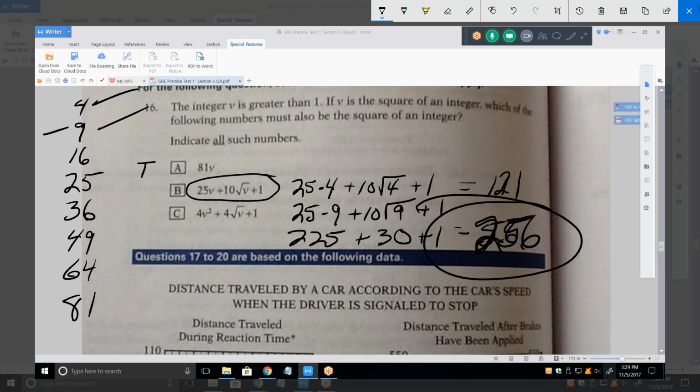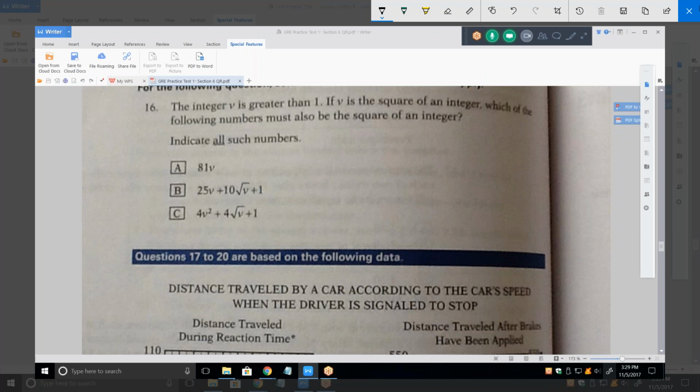Now, if I wanted my degree of certainty to be higher, like 99%, I'd maybe try a couple more numbers. But I'm not looking for 99% certainty, because 99% certainty means I have to spend 5 minutes on this problem, and I only have an average of 2.5 minutes to spend on it. Okay, so let's do the same thing for C.